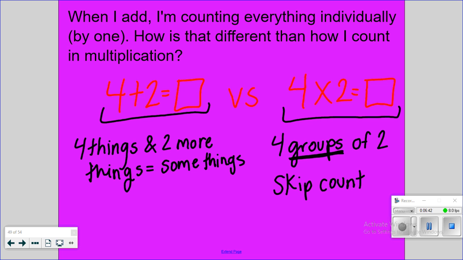But when I count that, how do I count it? I count it individually. That means I'm going to count my four, one, two, three, four, and then count two more, one, two. Did you hear any groups in there? Nope. I heard groups of one. Is there any real skip counting happening? No. So when I am adding, I am always counting by ones. It might be a really big number. We've been adding with some really big numbers, but those are not groups of numbers. Those are just all that number by ones.